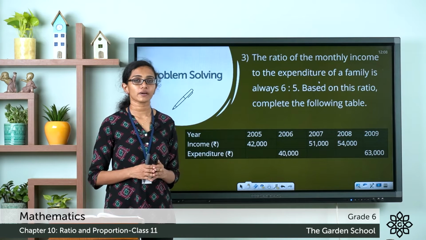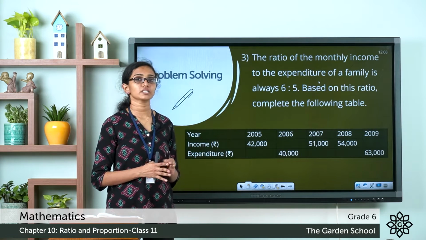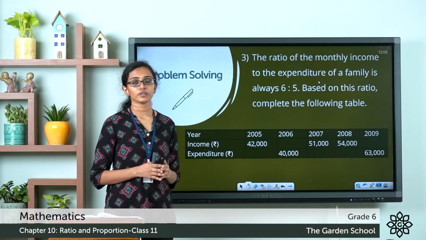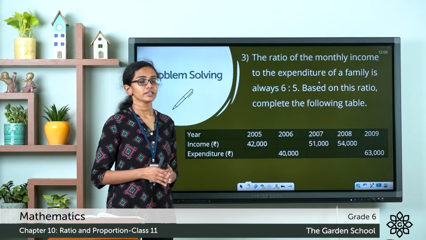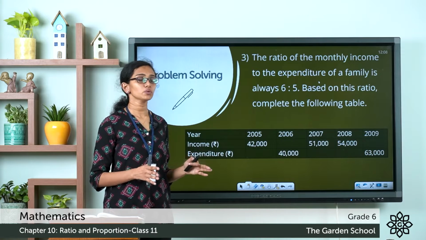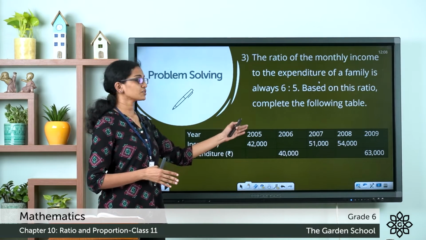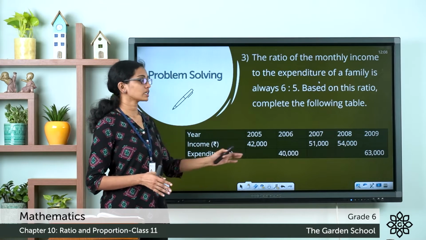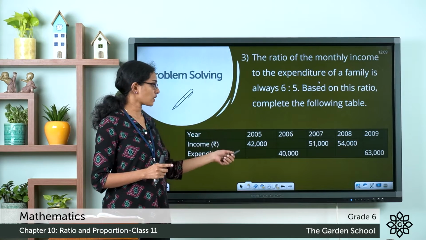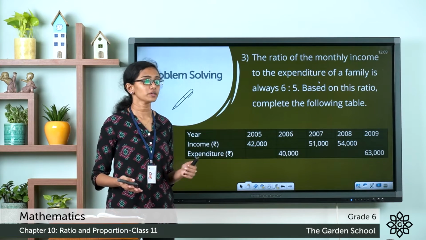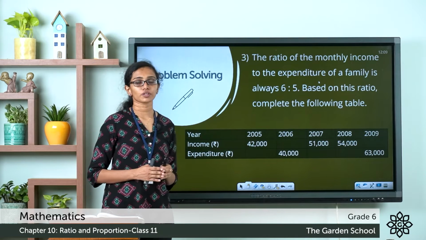It is mentioned in the question that the ratio of the monthly income to the expenditure is 6 is to 5. It is always 6 is to 5, that is every year it is the same. Now, based on this, you have to complete the table given here. Look at the first column here. The year is 2005. The monthly income is 42,000 rupees. The monthly expenditure is not given. We have to find it out given the ratio is 6 is to 5 and the monthly income is 42,000.